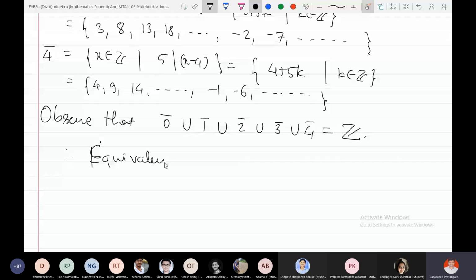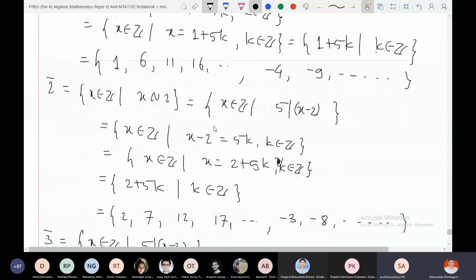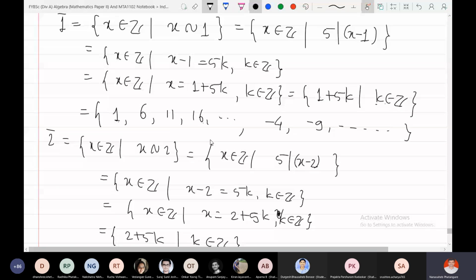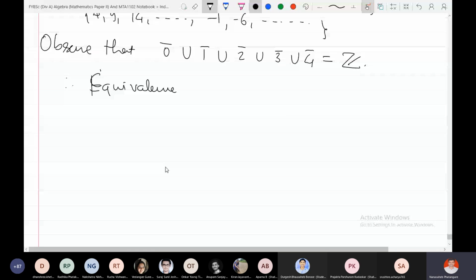Why not 5 equivalence class? Where is 5? 5 is already in the class of 0. Therefore, class of 0 and class of 5 are the same, so they represent the same class. If you try to find the class of 5, then we'll get the same class, which is class of 0.